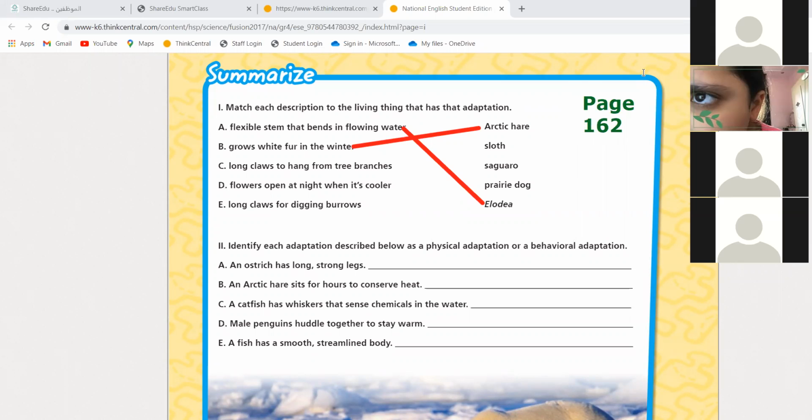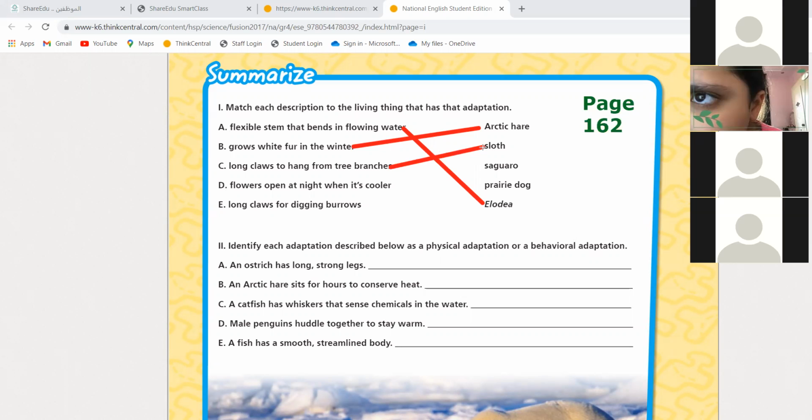Okay, now let's continue. Who has long claws to hang from tree branches? A sloth. Excellent. Bravo.